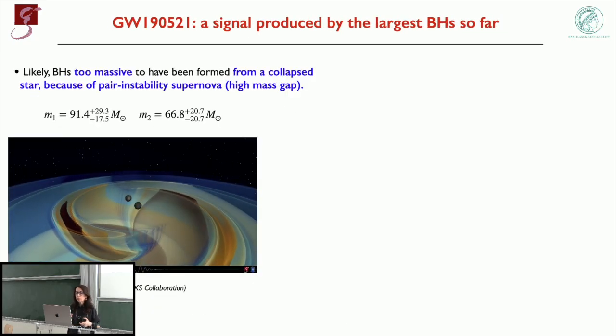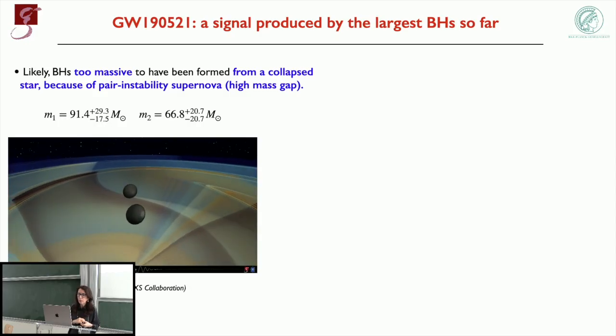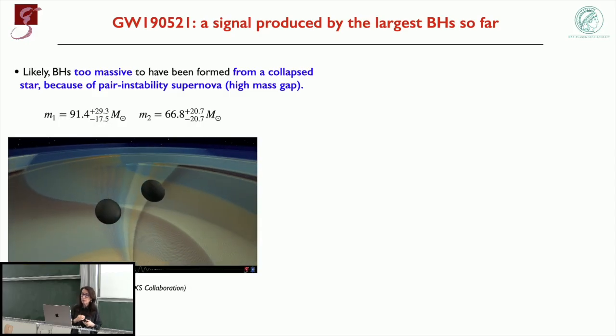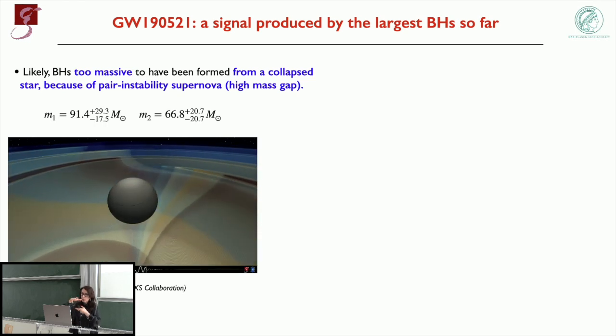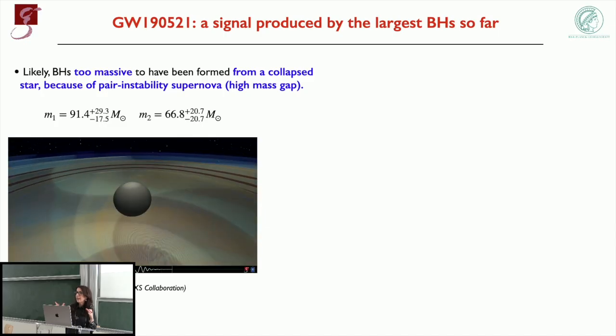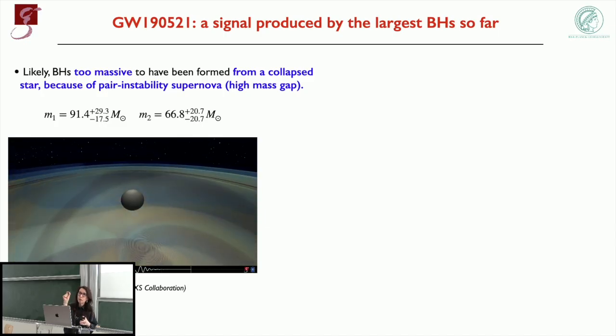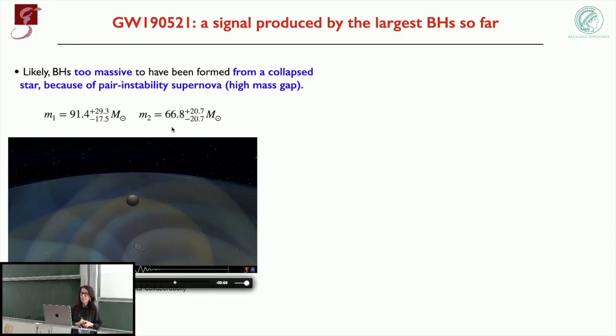Now, the other event I wanted to show you is this very massive binary black hole detected on the 21st of May 2019. This is a numerical relativity simulation that we did in our department. And here you see the two black holes merging with each other. The masses are so large that the event lasted only a fraction of a second. And you see here the masses of the two objects.